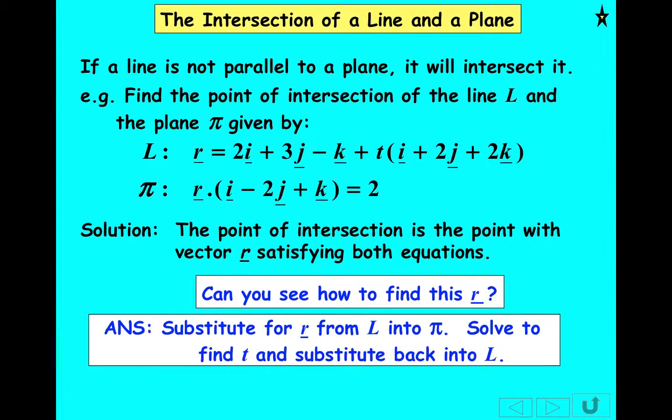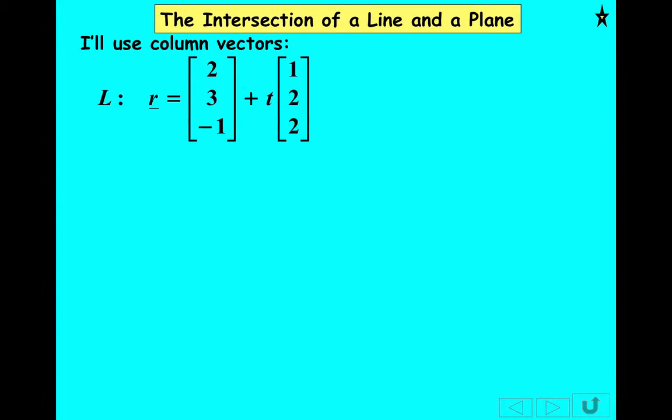All we're going to do is substitute the coordinates of the point on the line into the equation of the plane and solve for t. So here's what it looks like. Once again, writing this out in component form makes it look so much easier. So let's do that. That's the line and that's the plane in vector form.